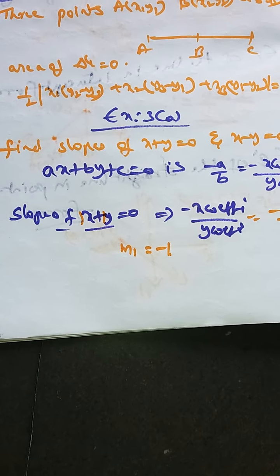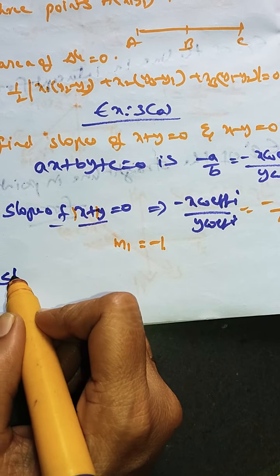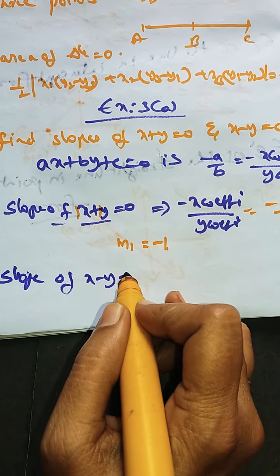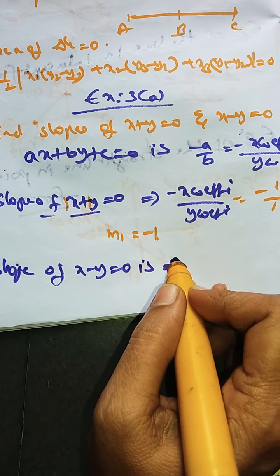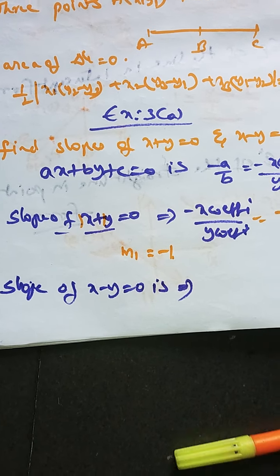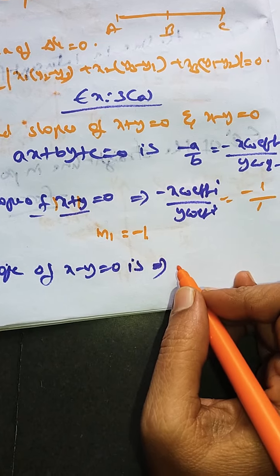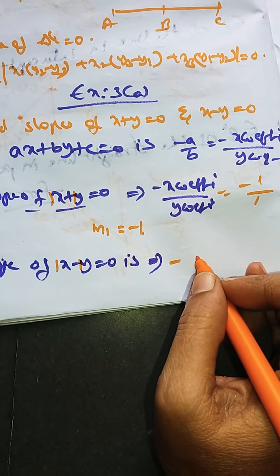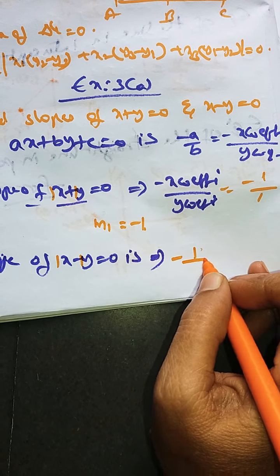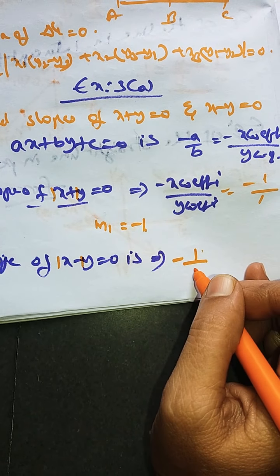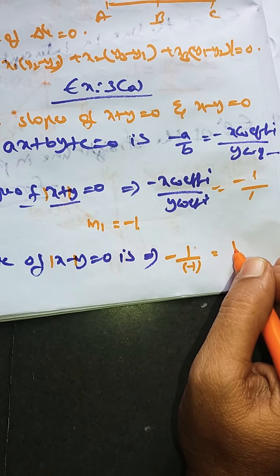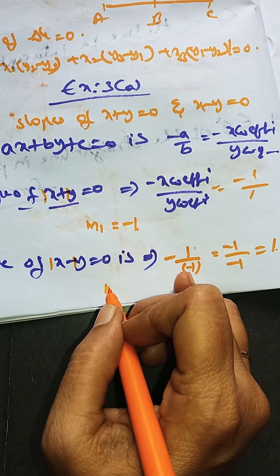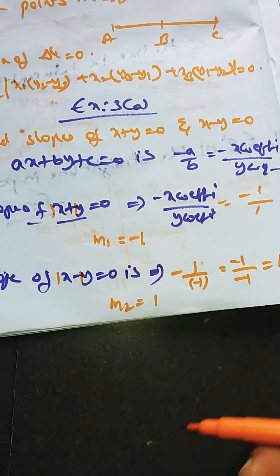Now I'll find the slope of the second line. The slope of x minus y equals 0 is minus x coefficient by y coefficient. The x coefficient is 1 and the y coefficient is minus 1, so it is minus 1 by minus 1, which is 1. So the slope of the second line, m2, is equal to 1.